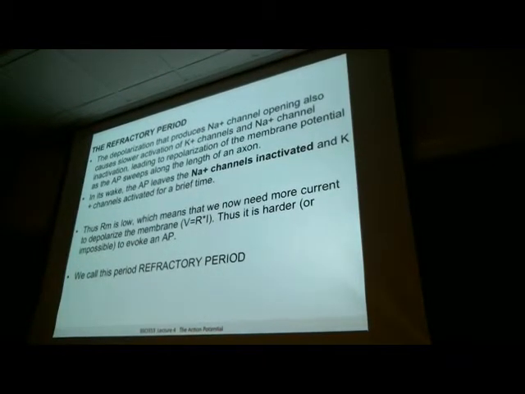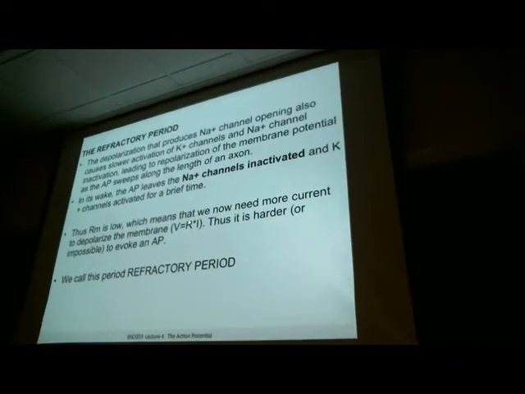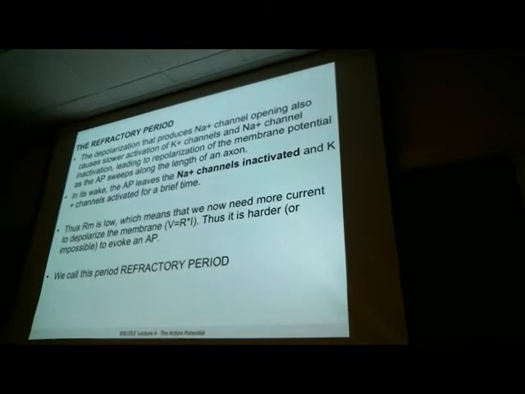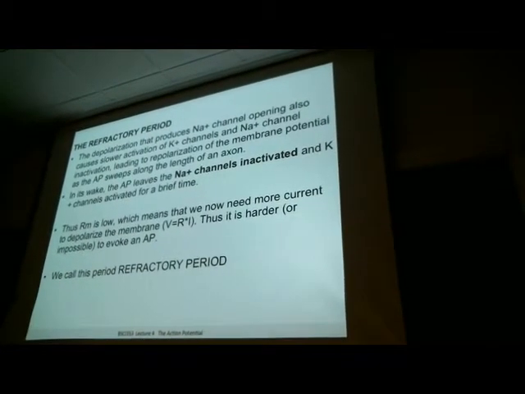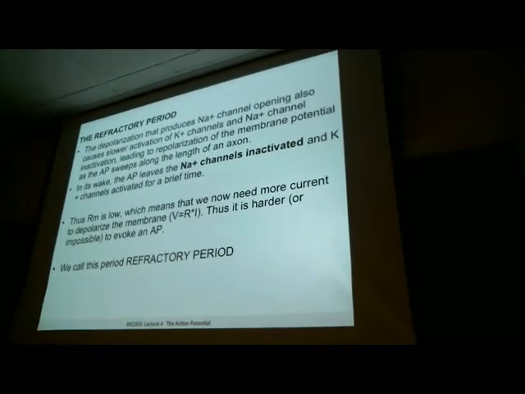Okay, another way of looking at it is having all of those channels open means that the resistance of the membrane is low. And so we need more current to depolarize the membrane. Okay, so with R small, you need a lot more current in order to get the same voltage, right? And that's where some of that leakiness of the membrane comes from. Okay, and so that's our refractory period.